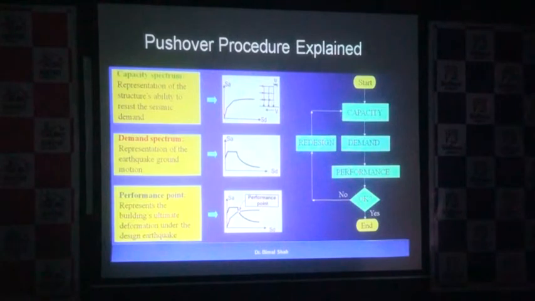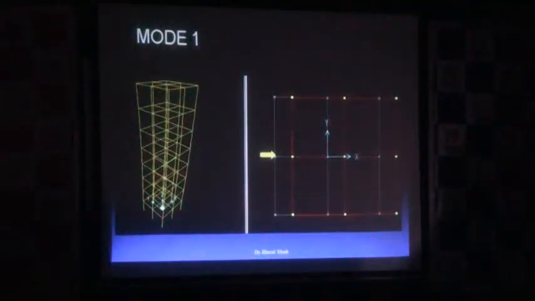So what we do in the pushover procedure is that we have our capacity curve, and the second one is your demand curve. When we superimpose both of them, we find out the state in which your building is, and then decide what we want. So if I explain what happens in the case of your structures, this is a simple 3D model of a simple plane space frame which has been shown.